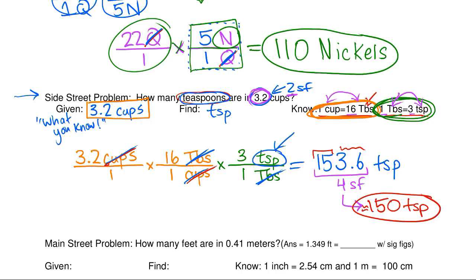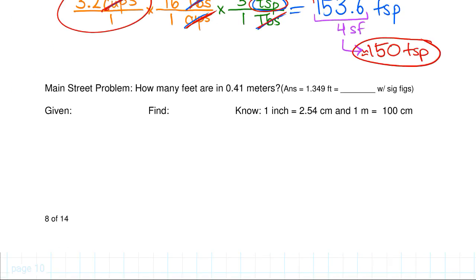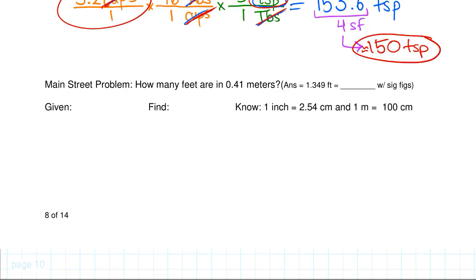So the big idea, start with what you know. Cancel units, top, bottom, until you hit the one you want, and then circle it. And then that's where you stop. Alright, this one is how many feet are in 0.41 meters?